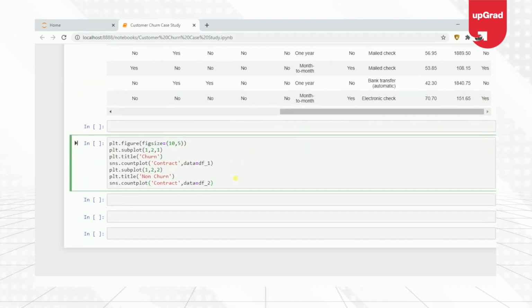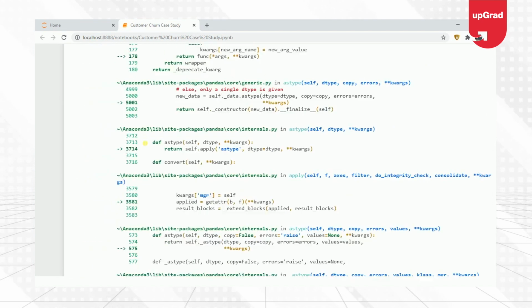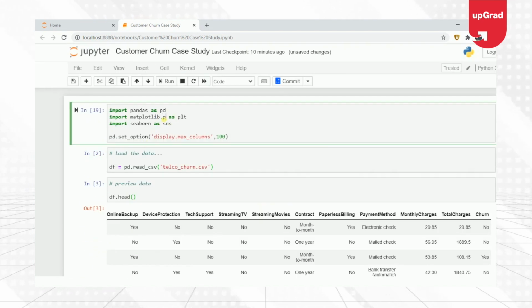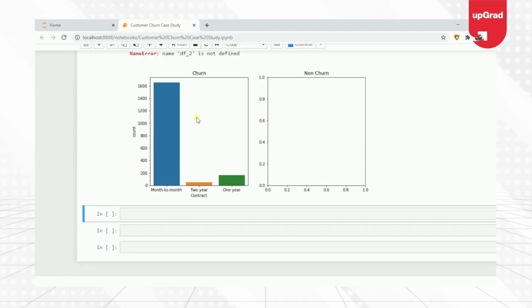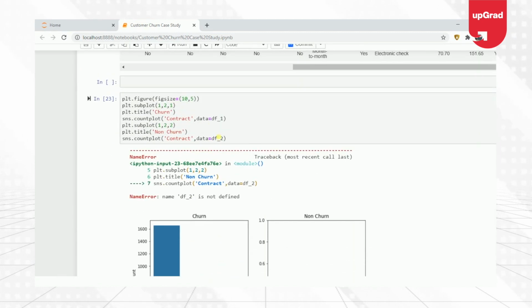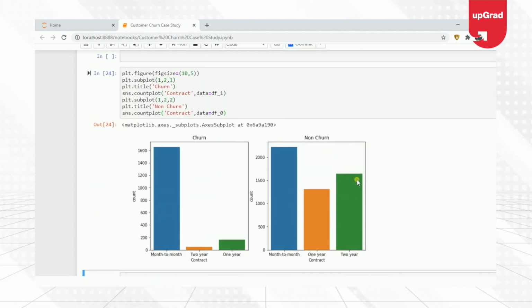Here I have prepared the data already, and let's try to observe the contract type. All right, so there is some error here. Okay, I think the error lies here, dot pyplot. So that is something to be corrected. All right, df underscore 0. So here we have another plot, using univariate analysis based on the contract column.